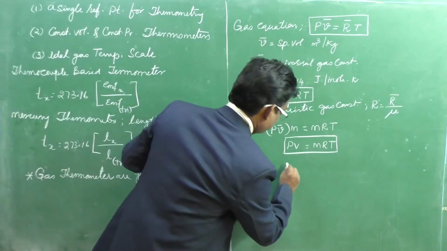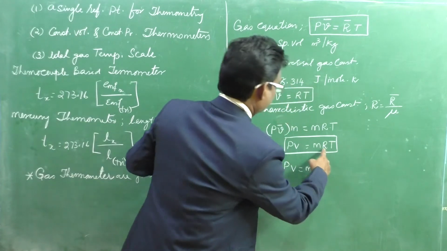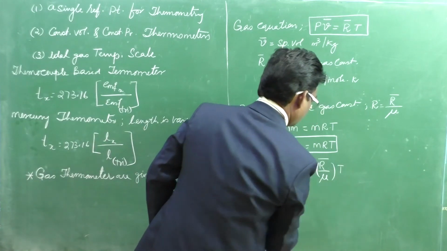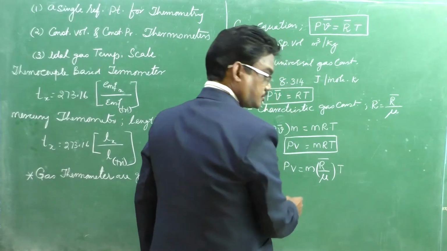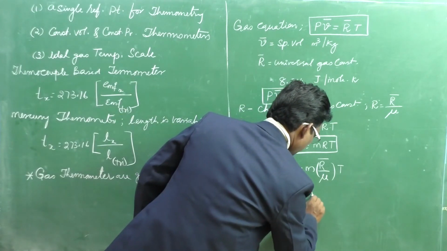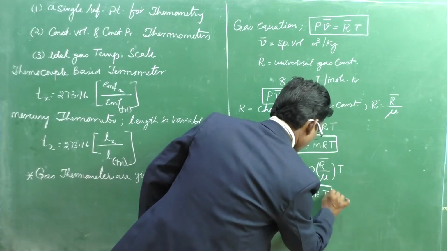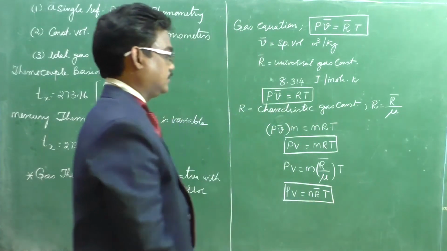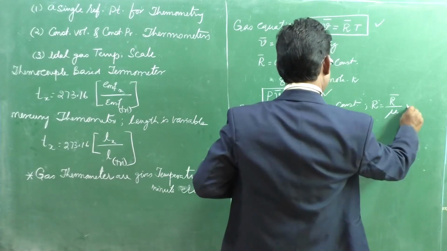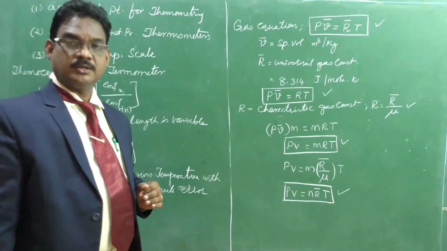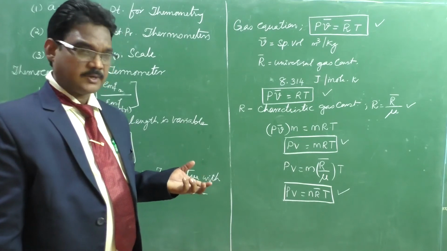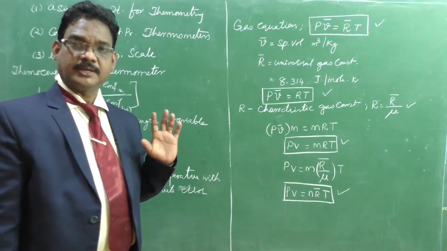It can be written as PV = m R̄/μ T. Mass by molecular weight will give n, that means number of moles. Therefore, PV = n R̄ T. This is the other equation. These equations, equations 1, 2, 3, 4 and 5, students should remember. Whenever a problem requires any equation according to the given parameters, the student can implement it directly there.